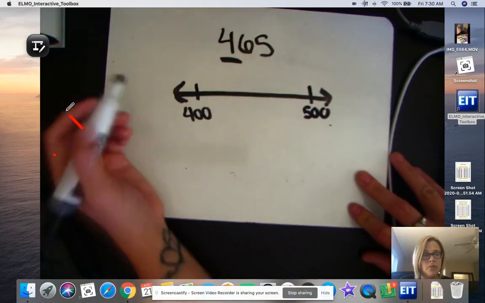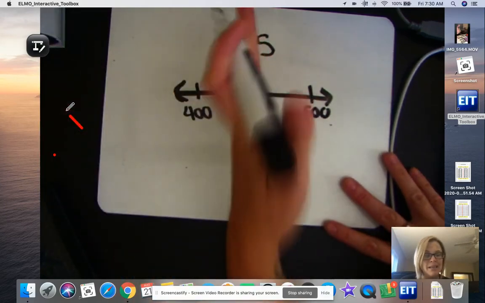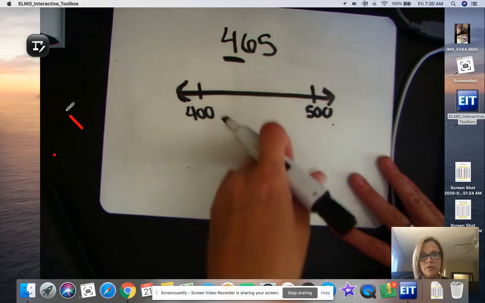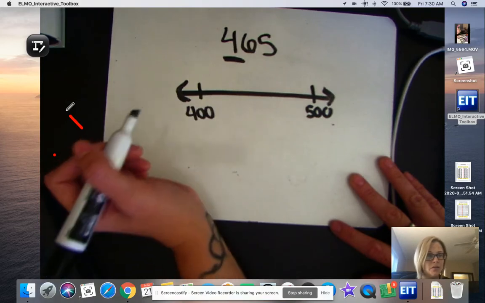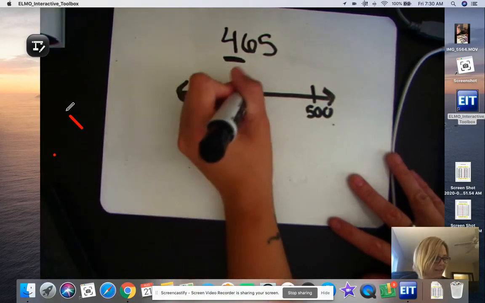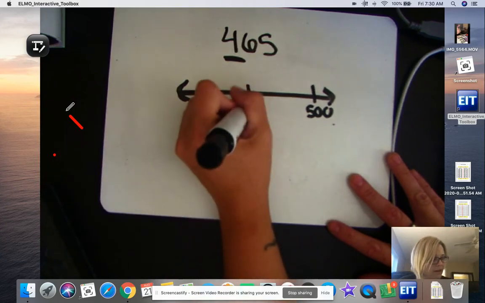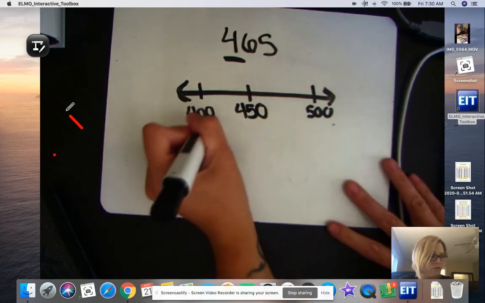Now, just like with our tens, the middle number was the 5 in the ones place. We are going to look for the middle number in the tens place. So our middle number for the 100 is going to be 400s, and then the 5 tens with the 0. Remember, anytime that we're rounding, we are looking for a 0.